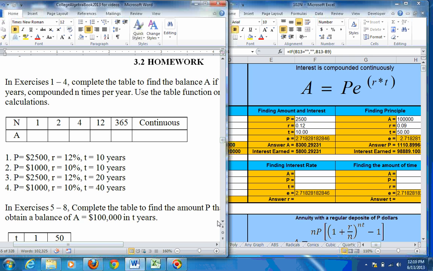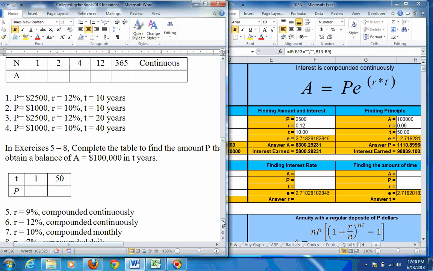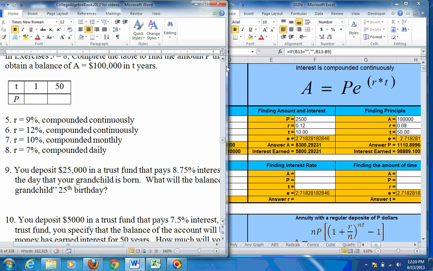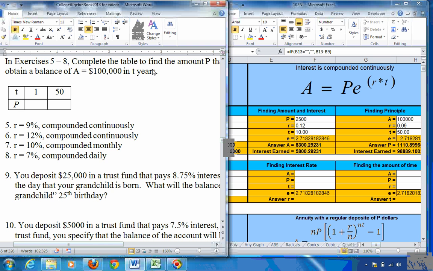Let's go to 5. Problem 5 says in these exercises, complete the table and find the amount P that needs to be deposited to obtain a balance of $100,000 in 10 years. So this is the amount that you want to end up with, $100,000. Now it's giving you, in T years. Now what's the T? Well, two places here, 1 year and 50 years. So let's just fill in this spot right here, 50 years.